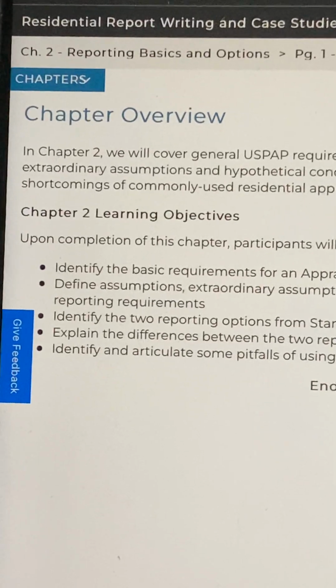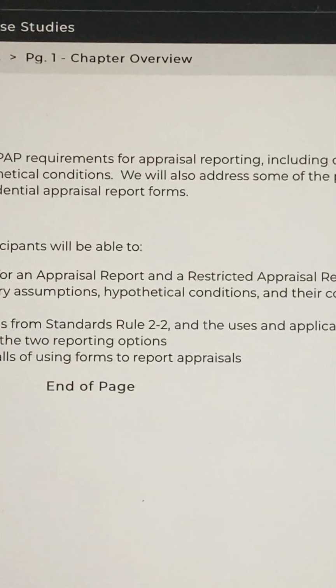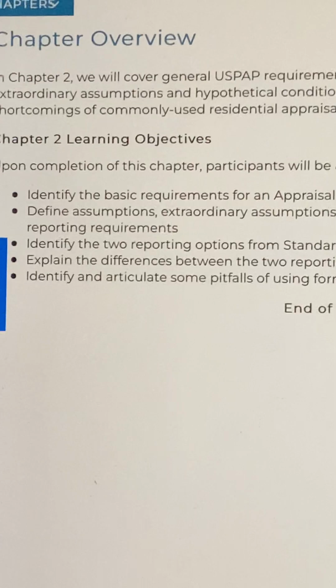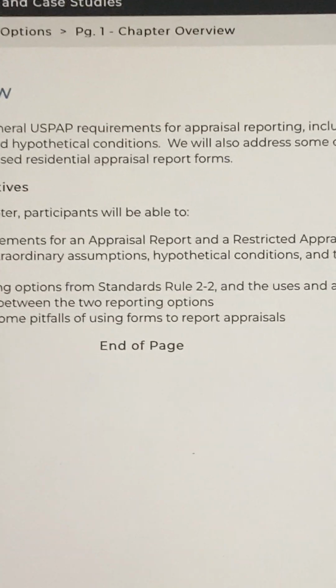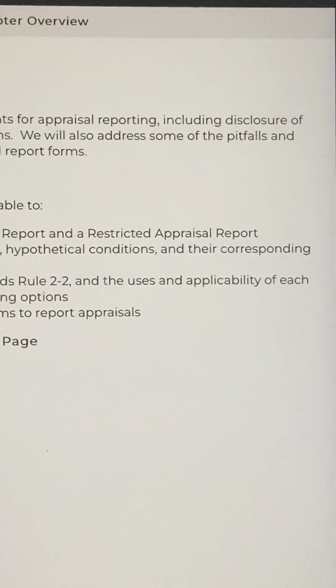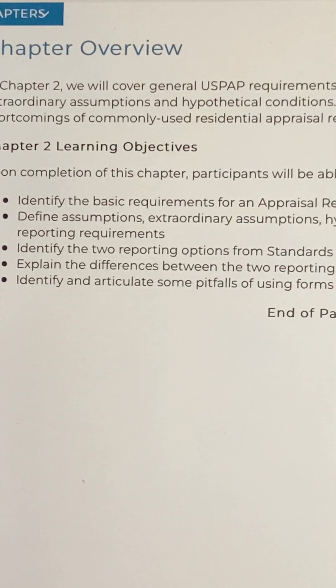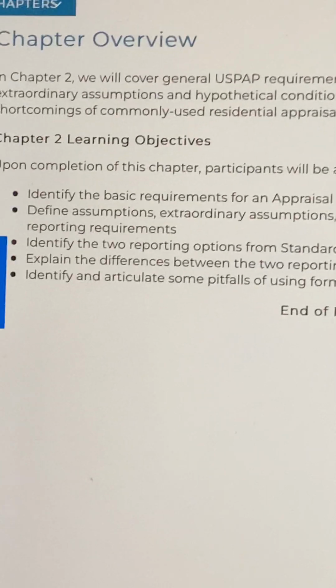In Chapter 2, we will cover general USPAP requirements for appraisal reporting, including disclosure of extraordinary assumptions and hypothetical conditions. We will also address some of the pitfalls and shortcomings of commonly used residential appraisal report forms.